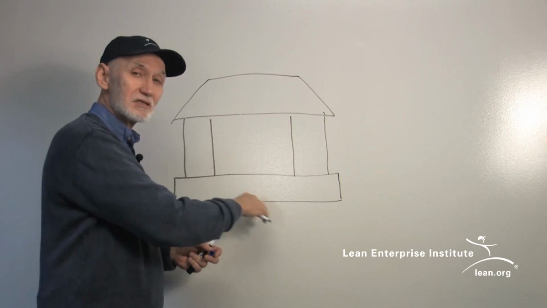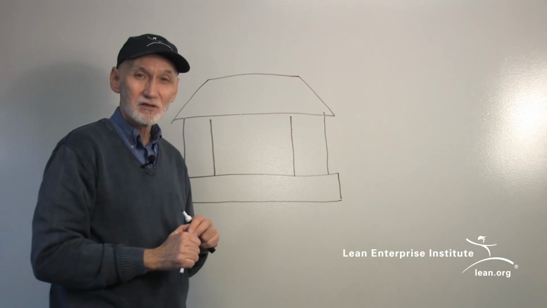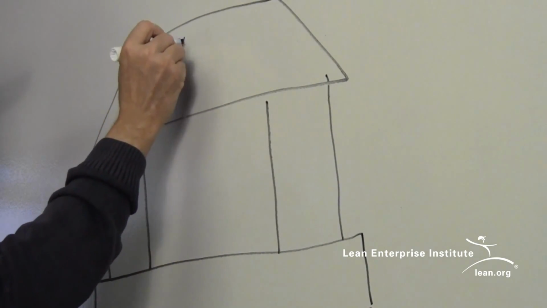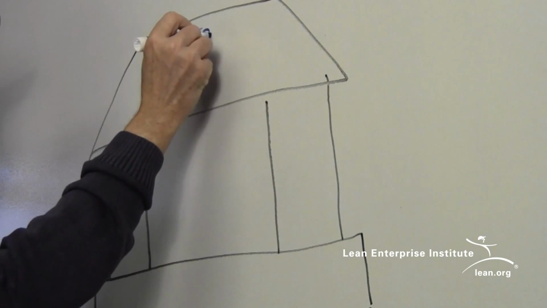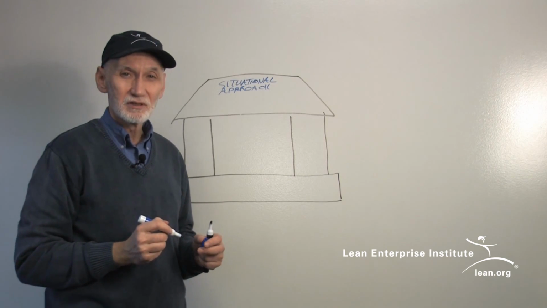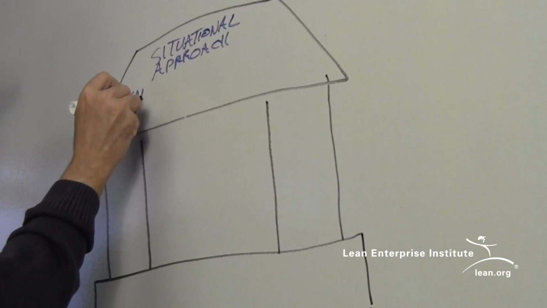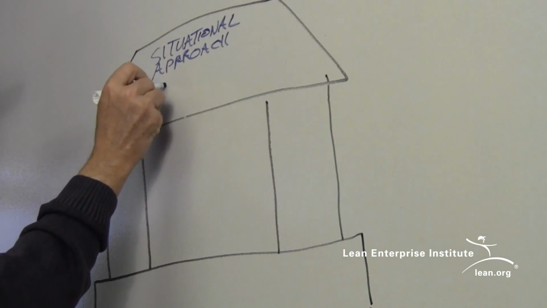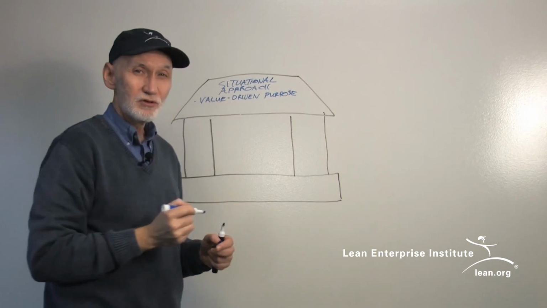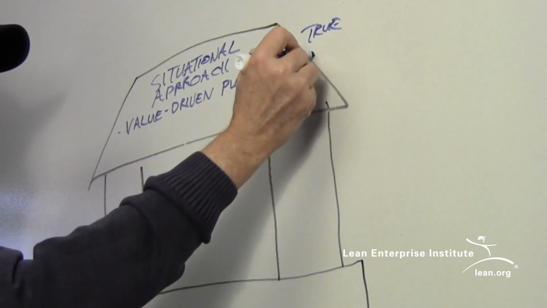So one of the reasons that we want to take a slightly different approach is because every situation that calls for transformation is unique. So we need a situational approach. I'm just going to write that. To say situational doesn't mean that it's just ad hoc. There are some basic principles and a framework that needs to drive it. So this is a value-driven approach. So we're going to determine our value-driven purpose, which you could also refer to as the true north of any situation in a transformation.